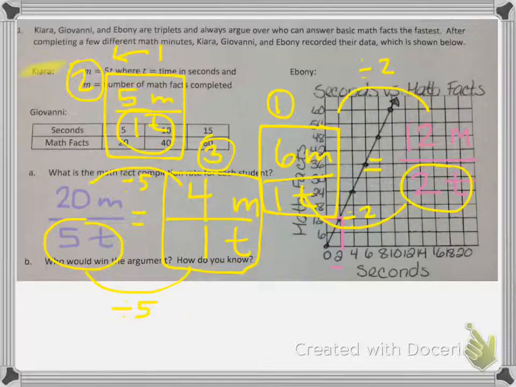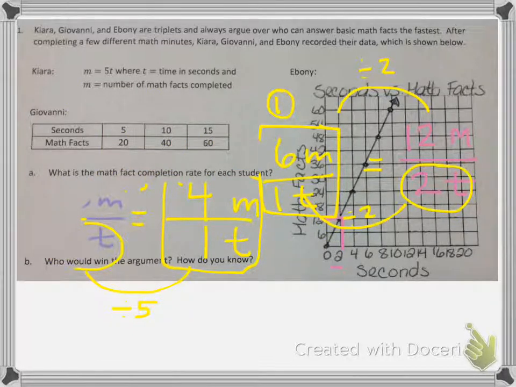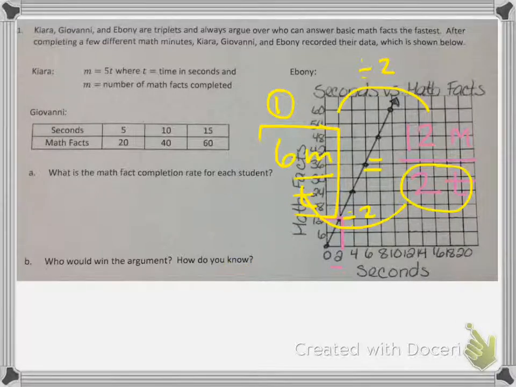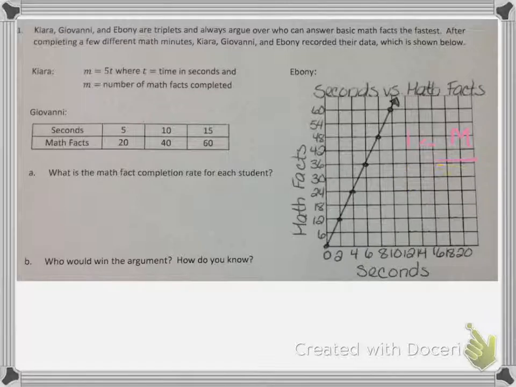So that's one way. I could just find everyone's rate. Another thing I could do is, let me erase this off and we'll start again. I just found everyone's rate, or value of the ratio, which told us how many math facts they could do in 1 second. That allowed us to compare all 3 of them at the same time. I could also write an equation for all of them. And notice that we've already got an equation for Chiara. It's m equals 5t.